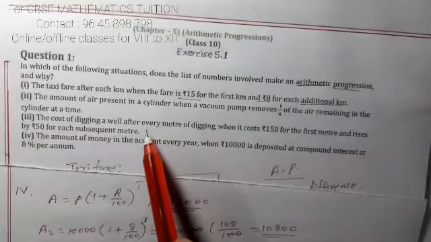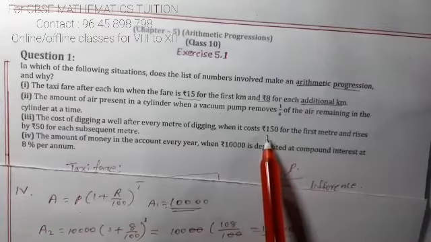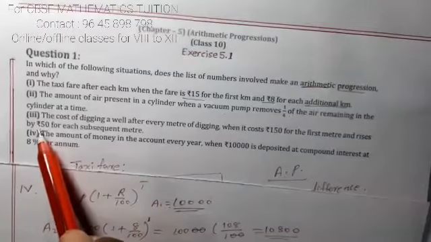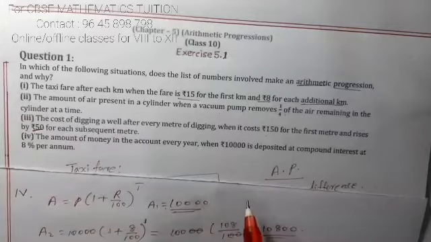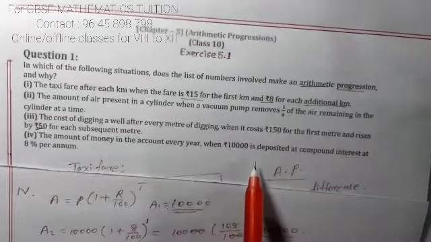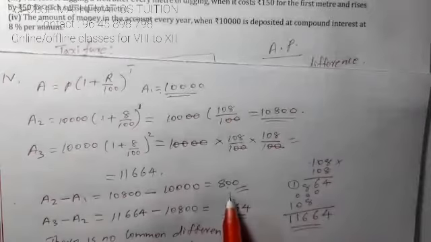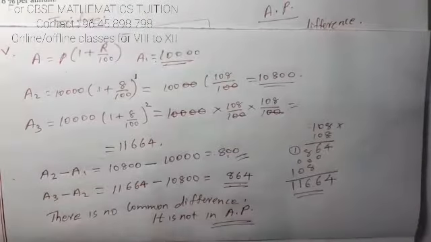The third case was digging, and the first cost was 150. Later it increases by 50 rupees. So there is a common difference of 50. So it was in arithmetic progression. The fourth question was related to compound interest. It is not in arithmetic progression because each year, according to compound interest, the amount is varying. So the first time the difference was 800, but the second time it was 864. So there is no common difference. So we said it is not in AP. So thanks to all.